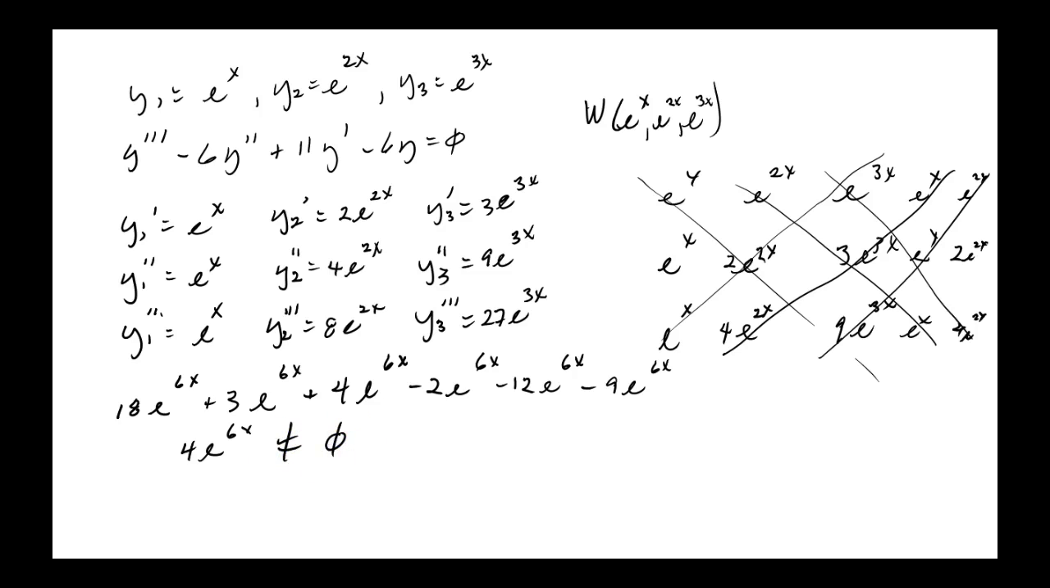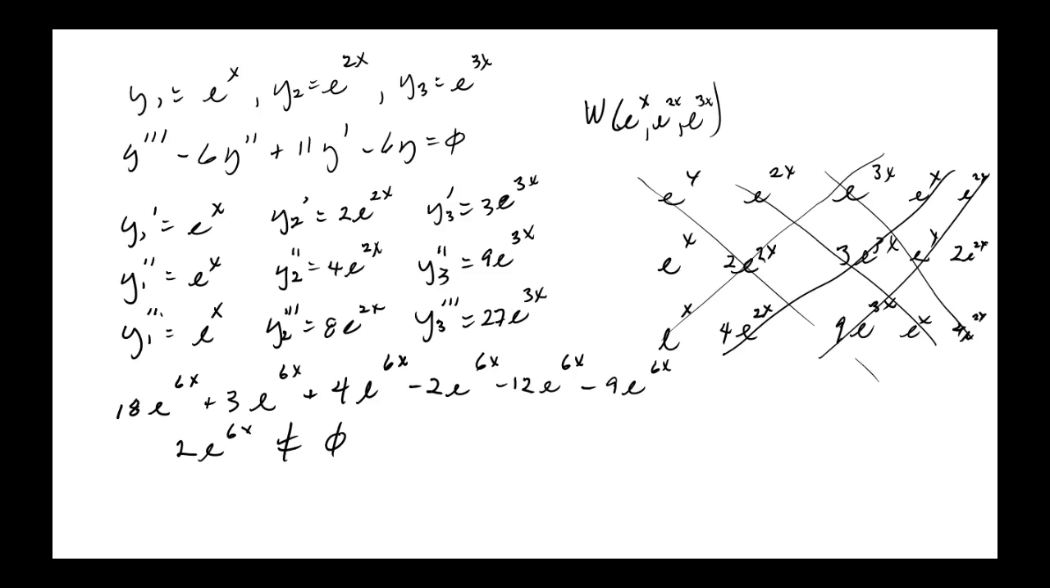Why would it be 4? Well, didn't you say 25? Oh, no, I'm sorry. 2. Sorry. I was doing 21. 2e to the 6x, right? So it's independent. Yes, that's what it tells you. So all it tells you is that those 3 functions are independent of each other because the Wronskian is not 0.